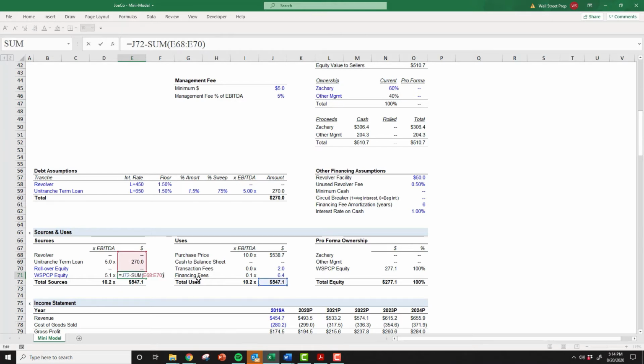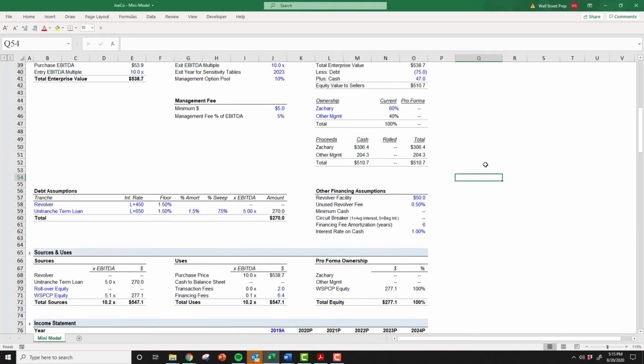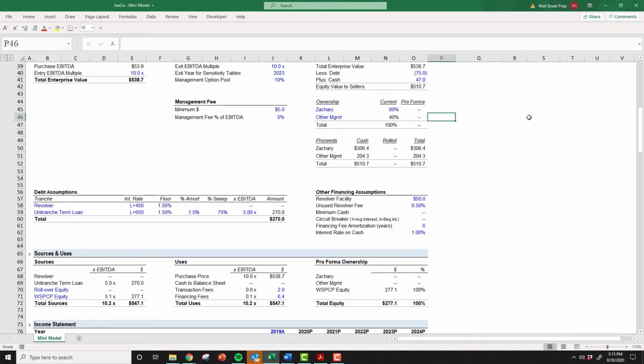You're going to own 100% of it, right? So if you're going to have to put up 547 million, of which 270 you can get from the lenders, you got to put up 277 million. That's the amount of equity you got to put in. So let's say actually Zach says, I'll help you out. And same with other management. Let's say, Zach's going to be a 20% owner going forward, and other management's going to be a 10% owner going forward.